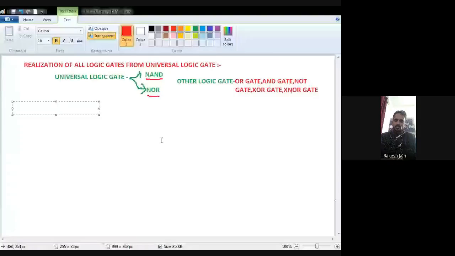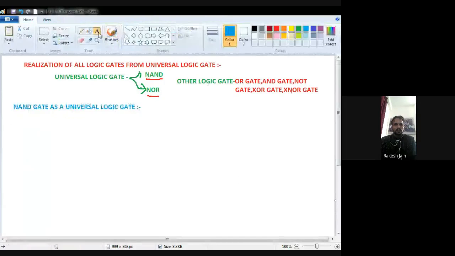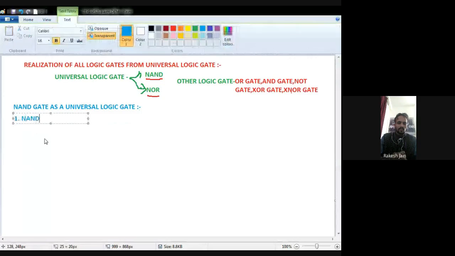So first of all, we see how a NAND gate is a universal logic gate, how a NAND gate can be used to realize all other logic gates. So now we see NAND gate as a universal logic gate. And after the completion of this, we will see NOR gate as a universal logic gate. So first of all, we realize the NOT gate from the NAND gate.